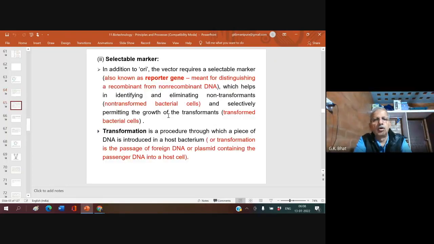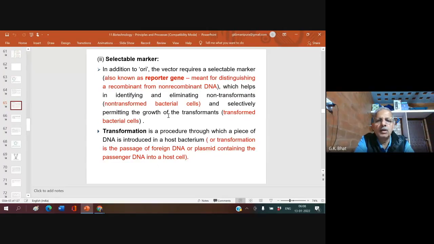Right? Now I have mentioned the selectable marker. What is the selectable marker? Selectable marker is the region where our gene of interest is ligated. So in addition to ORI, where origin of replication starts, the vector requires a selectable marker, a reporter gene, which helps in identifying and eliminating non-transformants and selectively permitting the growth of transformants.